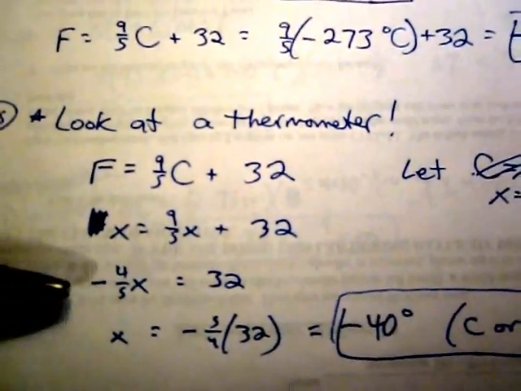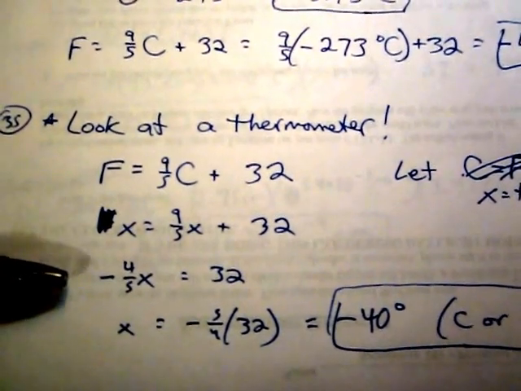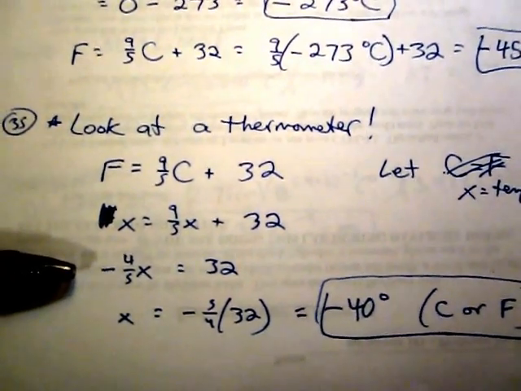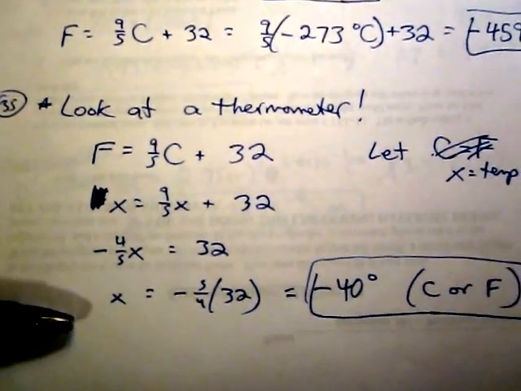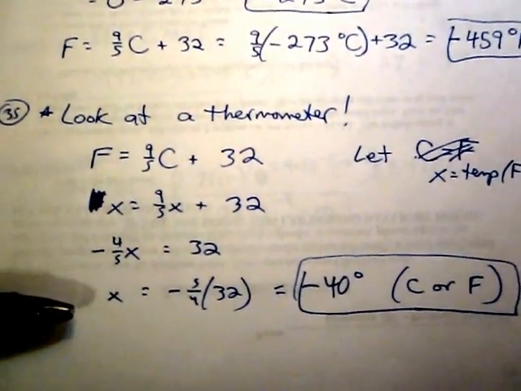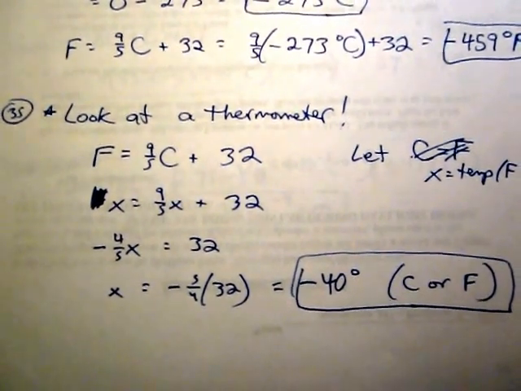A little bit of algebra. Subtract 9/5 x from both sides, and you have negative 4/5 x equals 32. Then x equals negative 5/4 times 32, and you get negative 40 degrees.